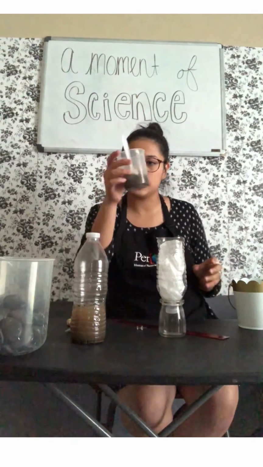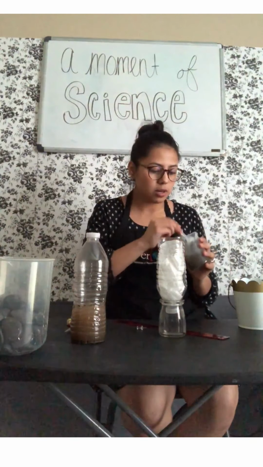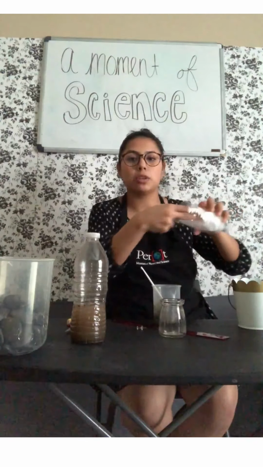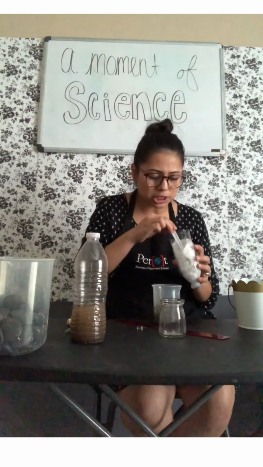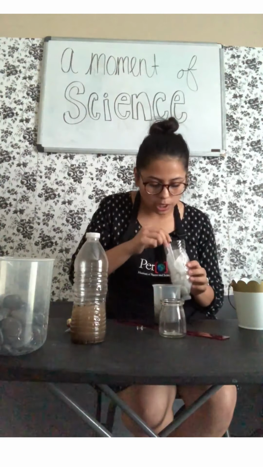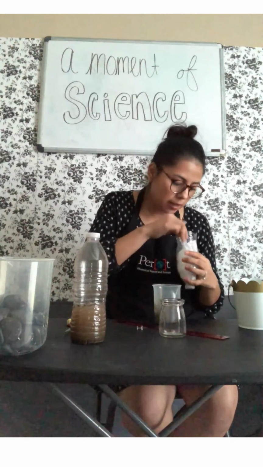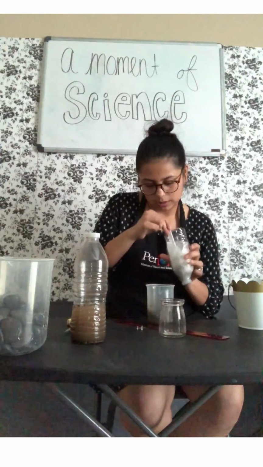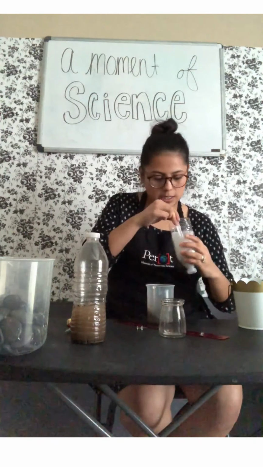The next layer is our soil. So we're going to take that and place that on top. Make sure that it's going to be in there. You can put like an inch or 2. It just depends on how much you want, how thick you want your layers to be. So just put that in the bottom. All right.